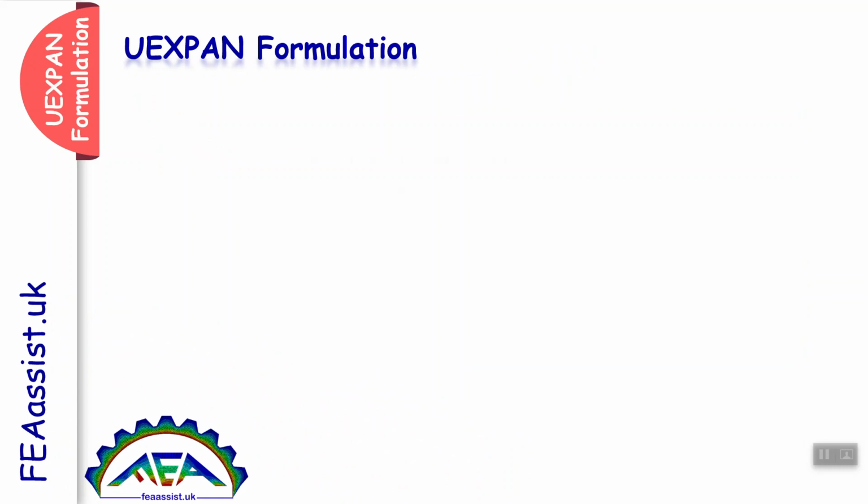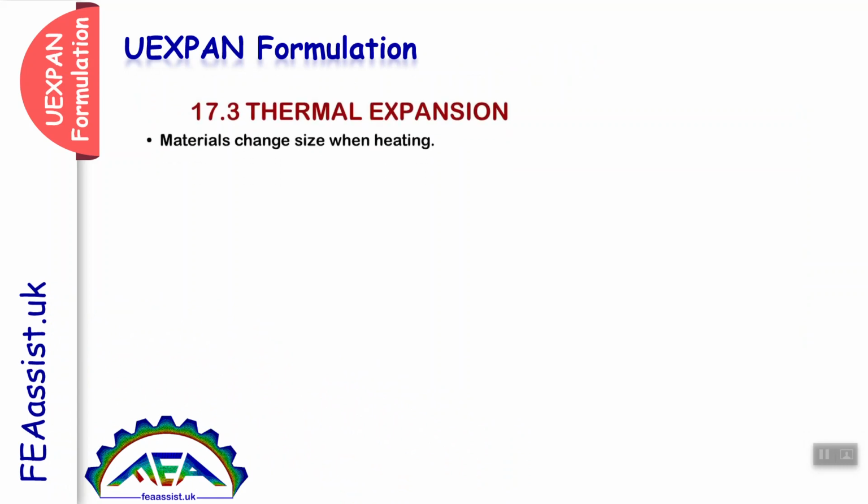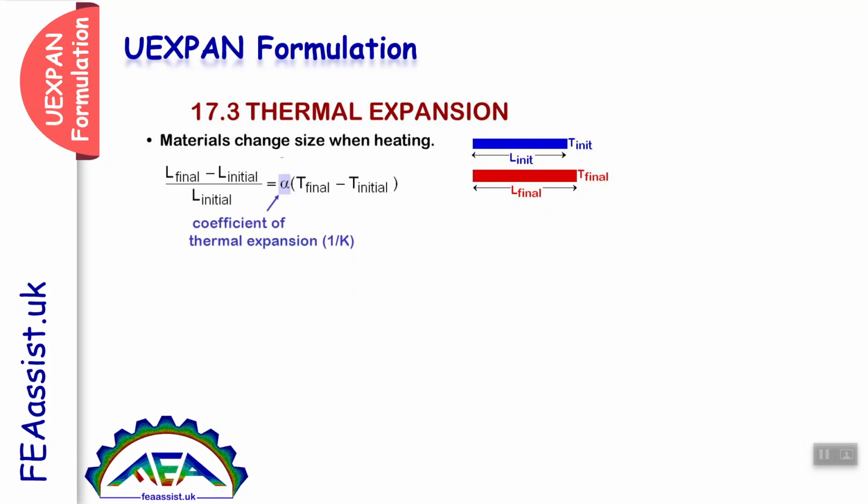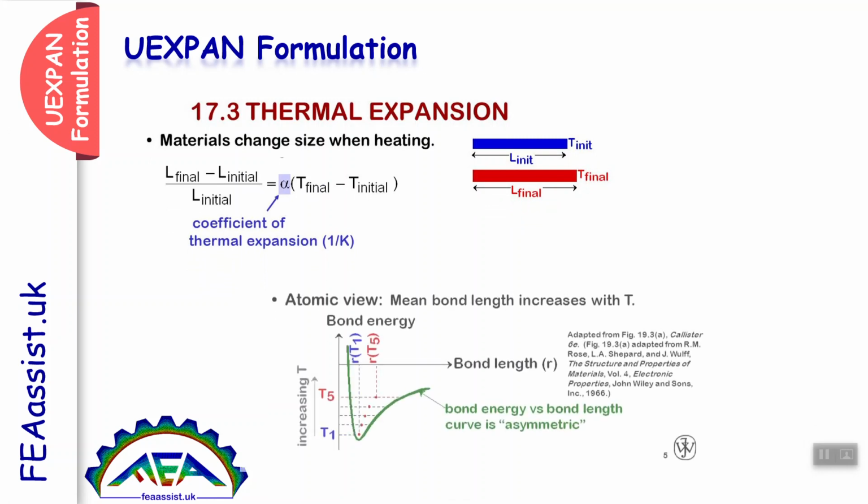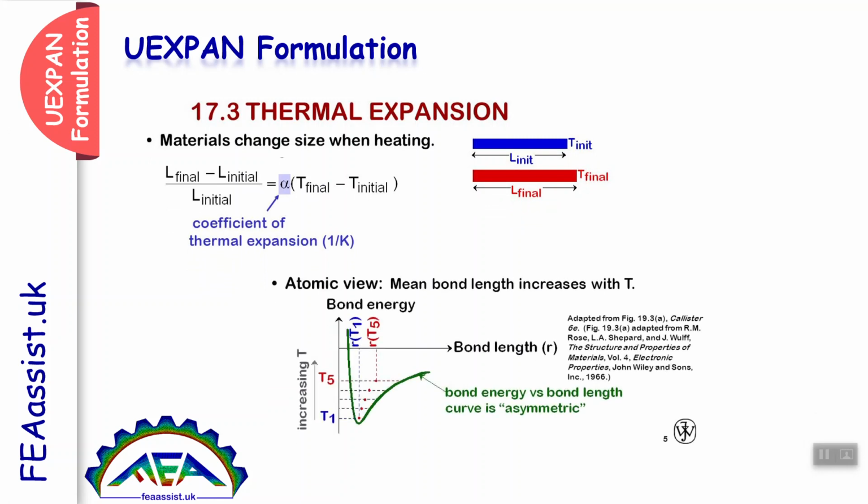UXpan formulation. Materials change size when heating. If you increase the temperature of a sample, the length of the sample will increase. How much? It depends on the coefficient of thermal expansion. Why? If you look at the atomic view, you will find that the distance of atoms increases by heating. This is the reason for thermal expansion.